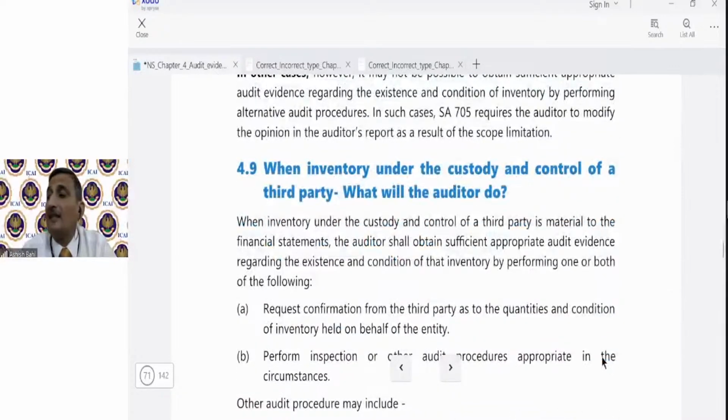And when inventories are under the custody of third parties, what will the auditor do? So students, we have discussed the term job work in previous classes. So job work, you understand, is when the company is getting work done from certain third parties.